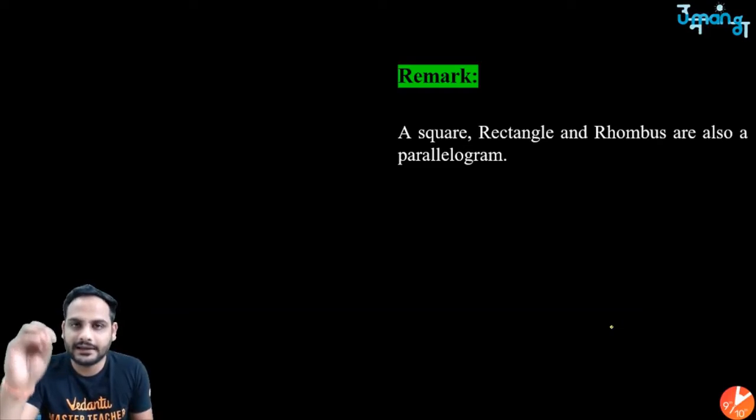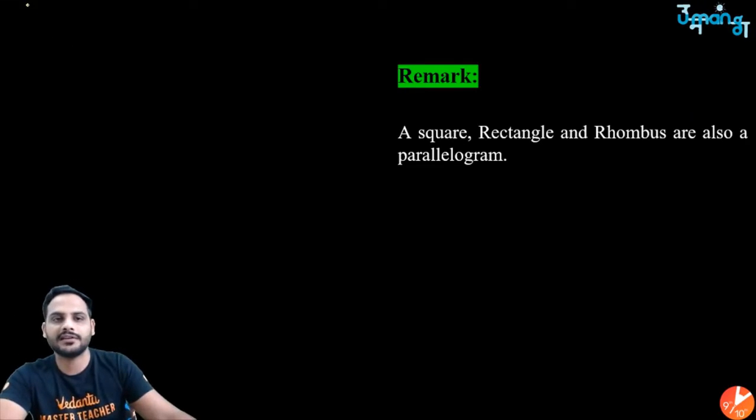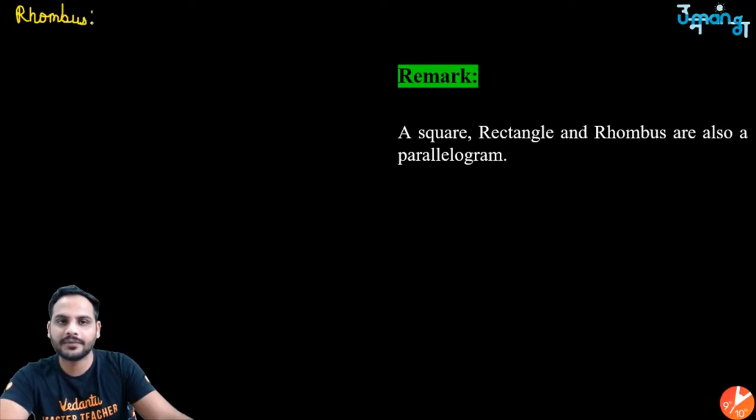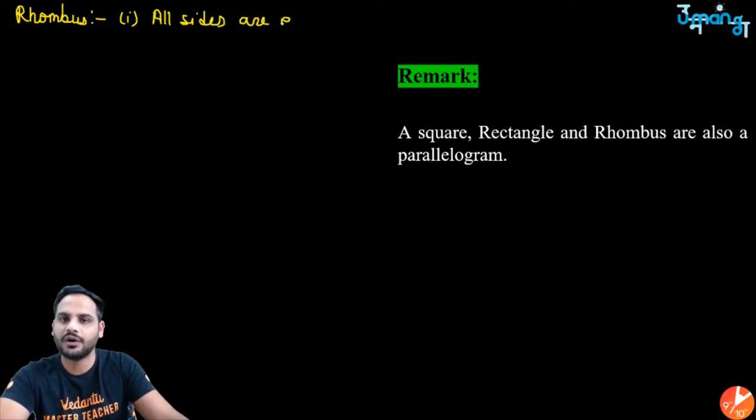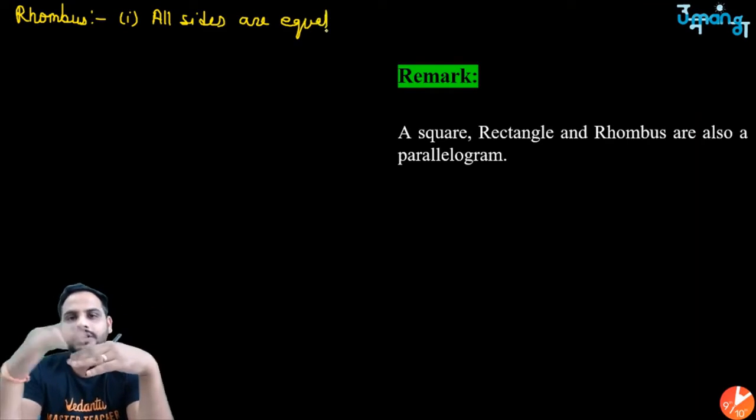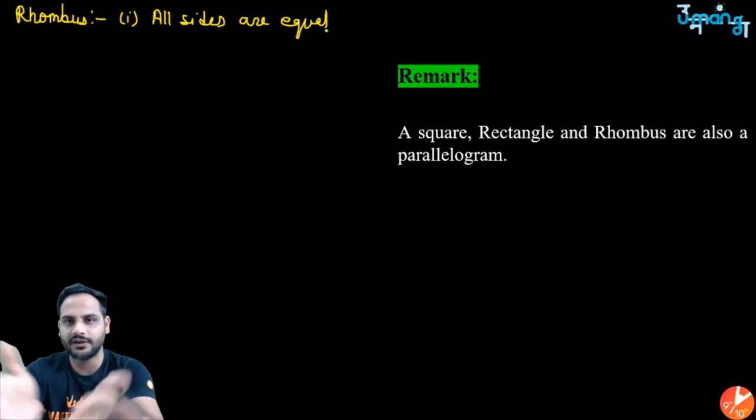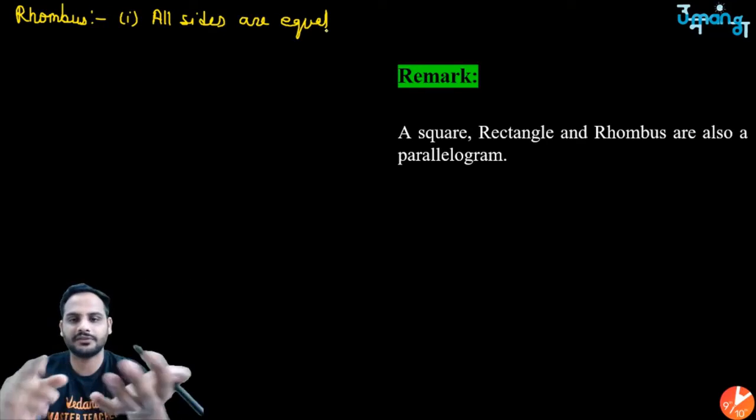But in addition, there will be some extra properties for rhombus, then for rectangle, and then for square. So what are these extra properties? First, for rhombus, the extra property, which we know from the definition itself, is that all sides are equal. In a parallelogram only opposite sides are equal. In a rhombus, all sides are equal. The rest of the properties will be followed.